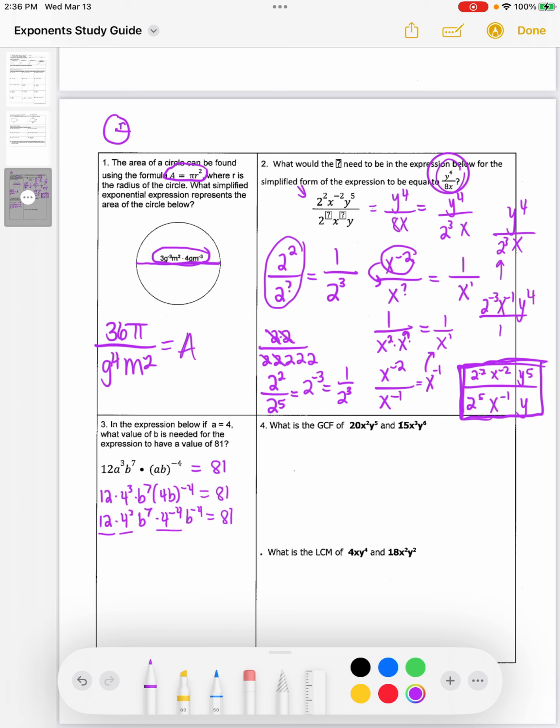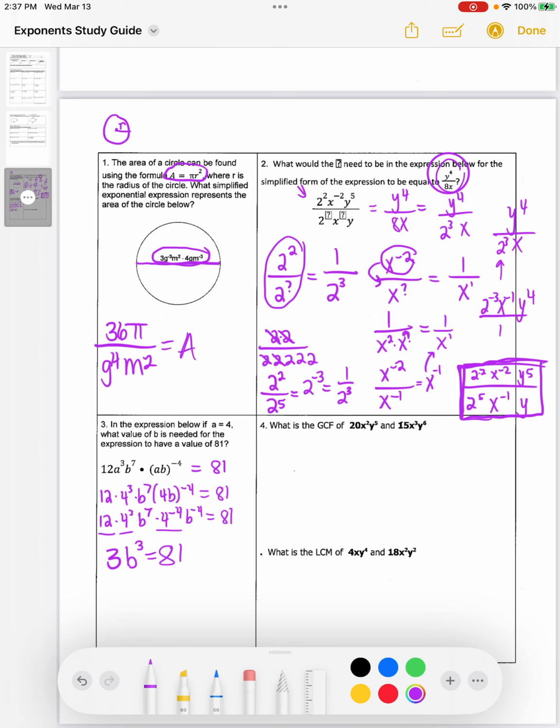And when you combine it together or just multiply it through, 768 divided by 4 to the 4th power is what you would get, and that equals 3. So you're going to get 3 when you multiply all that through. And then the b to the 7th times b to the negative 4th would be b to the 3rd power. So we have this equation, 3 times b to the power of 3 equals 81.